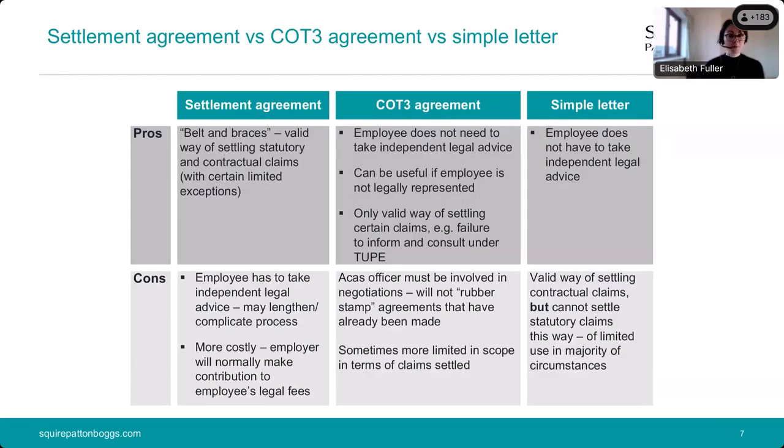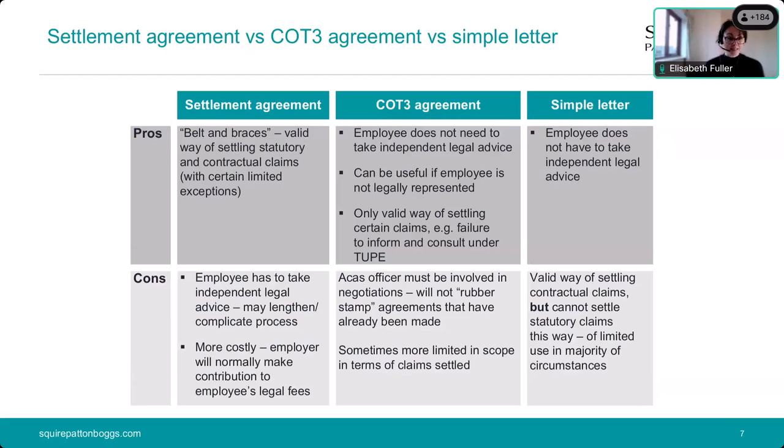Okay, so up until now, I've been speaking almost exclusively about settlement agreements, but it is worth saying that settlement agreements are just one of the valid ways that you can settle claims with an employee. There are other ways that you can validly settle claims, and it is just worth taking a little bit of time to talk about those now. So those other ways are by either using a COT3 agreement or by using a simple letter.